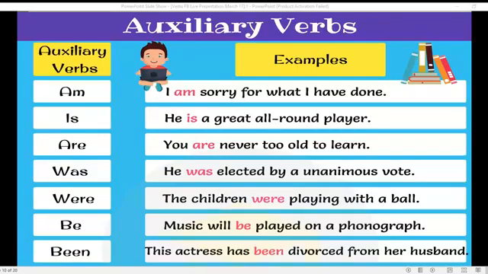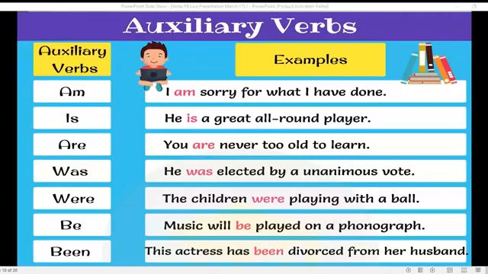As an auxiliary verb, you have to take note of some of its functions. Is can also be used when the subject is in singular form. Another auxiliary verb is are: you are never too old to learn. You have to use are whether the subject is two or more, or even in the second person point of view, which is you.